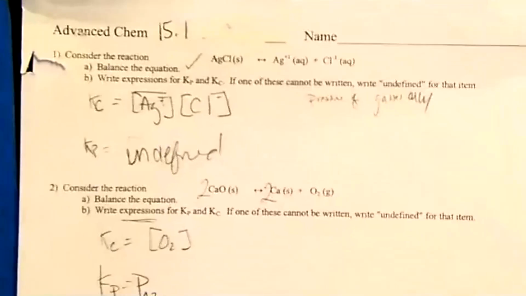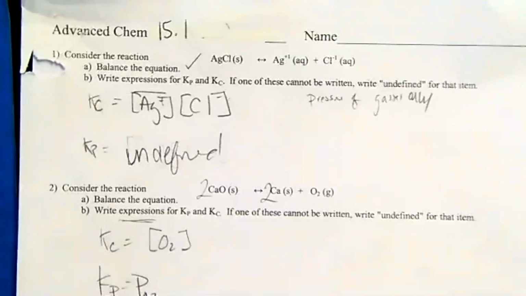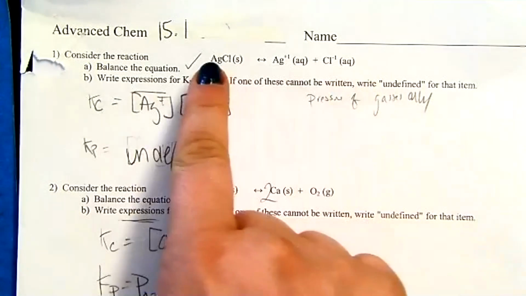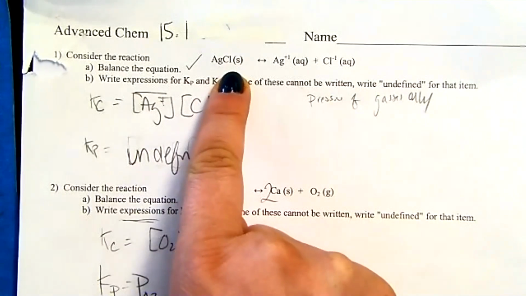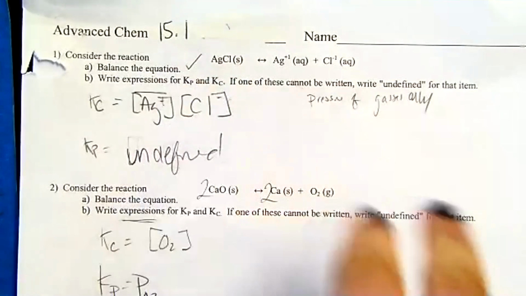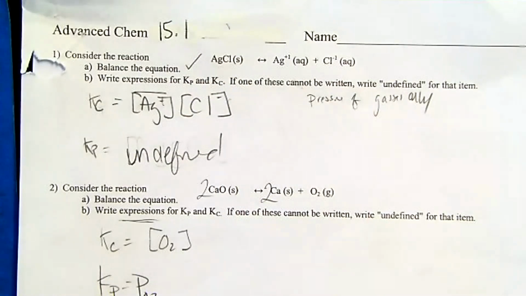Okay, so remember with K expressions, it's products over reactants, always, and it's what you have when they've reached equilibrium. And remember, equilibrium means the rate of the forward reaction is equal to the rate of the reverse reaction. Solids and liquids are omitted from that equation. So your Kc for this is products over reactants, but your reactant is a solid. And don't forget, you need brackets, not parentheses, because that specifically represents concentration.